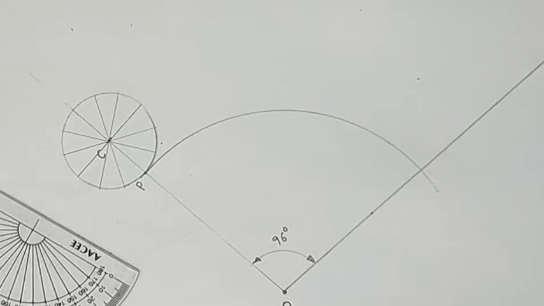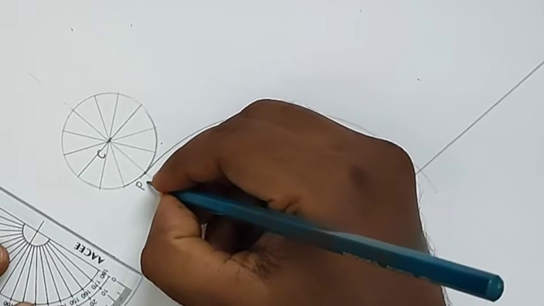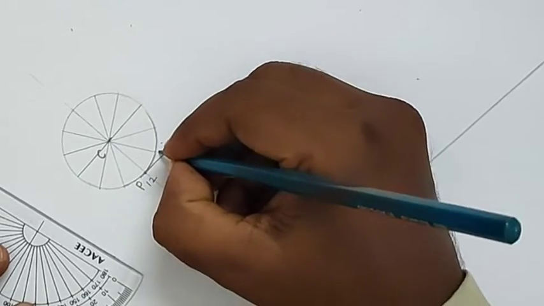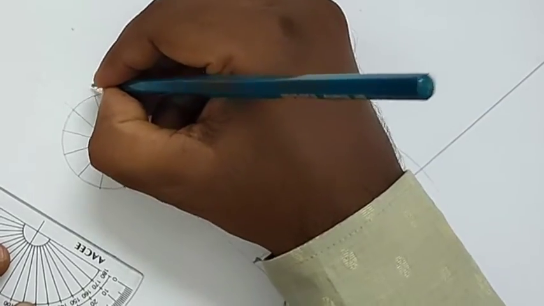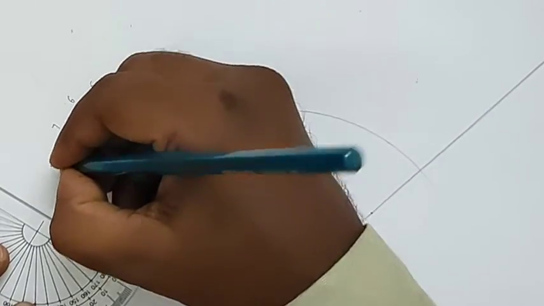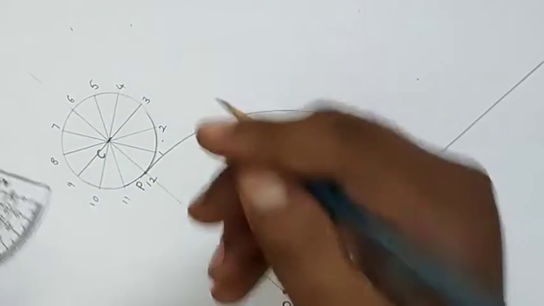Now we will give the notations. Give the notation at point P as 12. So here we have 1, 2, 3, 4, 5, 6, 7, 8, 9, 10 and 11 points on the circle.